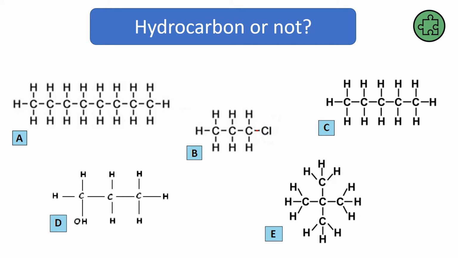Okay, so A is a hydrocarbon, B is not a hydrocarbon, it's got the chlorine there. C is a hydrocarbon, D is not a hydrocarbon, it's got the little O there. And E is a very funny looking one, but it is indeed a hydrocarbon.